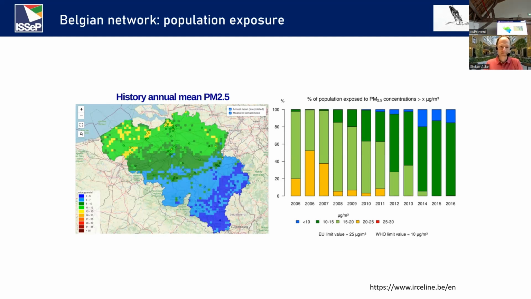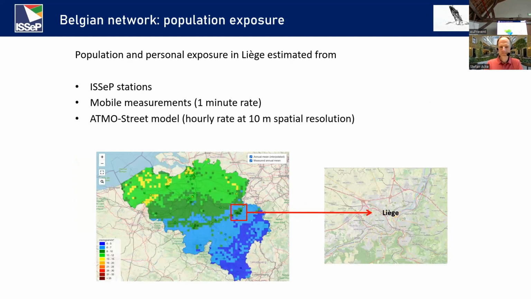So a higher percentage of the population was exposed to this concentration. But as I said, the WA project aims to improve the exposure estimation in 2 cities in Belgium, Liège and Namur, but we will focus only on Liège today. Liège is close to the border with Germany and the Netherlands.